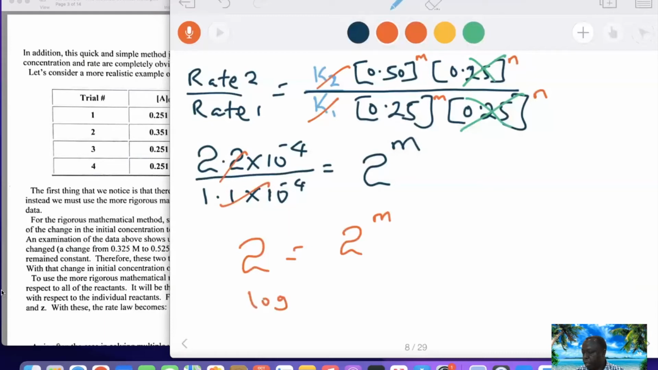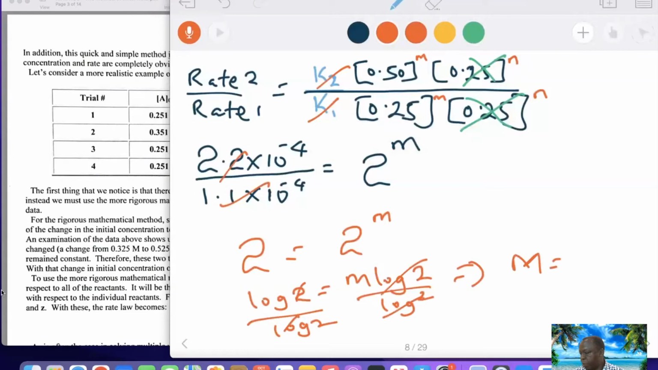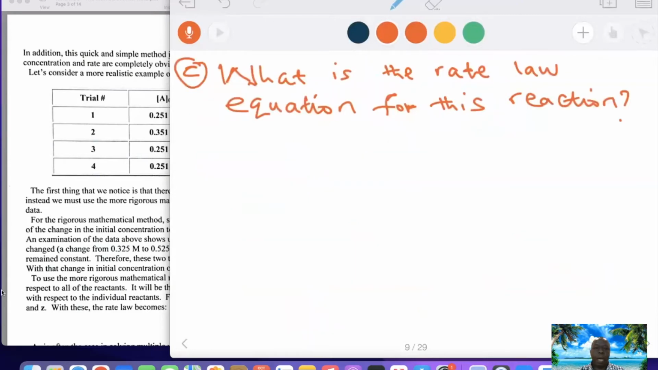If we take the log of both sides, we get m log 2, and divide both sides by log 2, it turns out that m equals 1. So the reaction order is first order with respect to 2-methyl propane. So we have to determine the reaction order with respect to each reactant. Now the question is, part C, what is the rate law for this reaction?